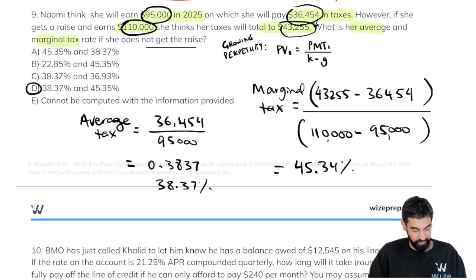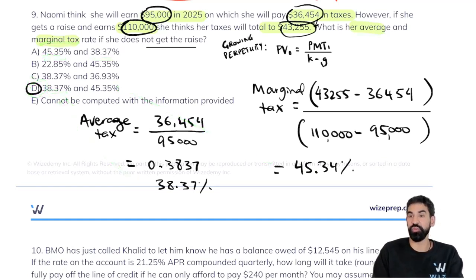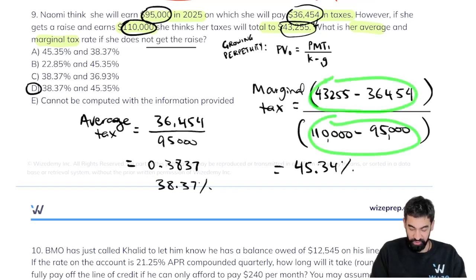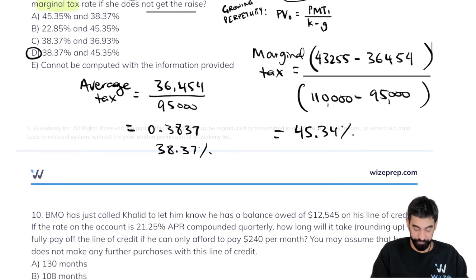They asked for her average tax first. So be careful because in A, they said what is her average and marginal tax, but in A they put the marginal first. So it's D. Average is this, and marginal is this. So average just means, and that's why they told her she does not get the raise, because you don't know which income to use for the average. It's using her old income without the raise. And for the marginal, you take the difference. How much additional tax for how much additional income. So on that extra $15,000, she had to pay this much additional taxes. 43,000 minus 36,000, that's the additional tax. So she had to pay 45.34% extra tax on that extra income.